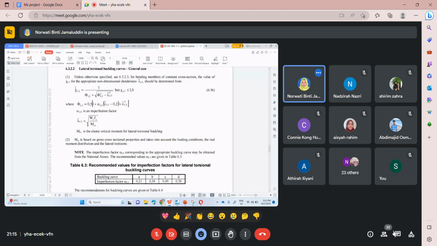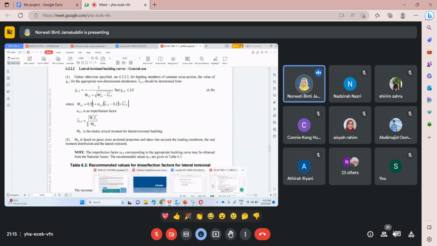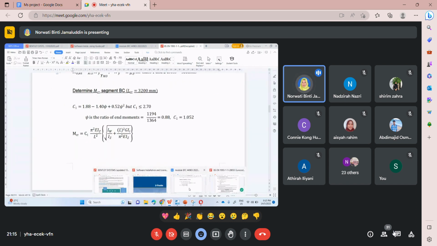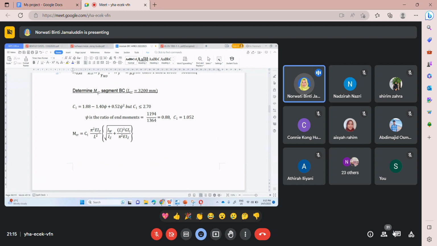This one. Chi LT, Phi LT, Alpha LT, Lambda bar LT. Lambda bar LT, in this example, shows you how to calculate MCR. I'm going to focus on how the MCR is calculated in this example. For segment BC, the span length is 3.2.